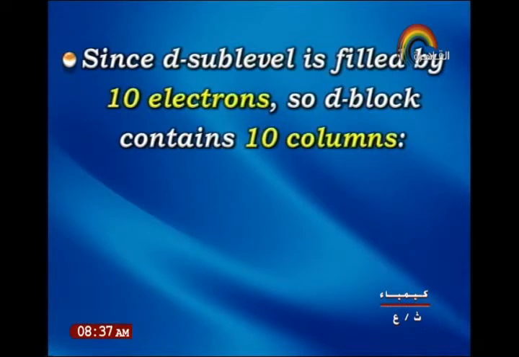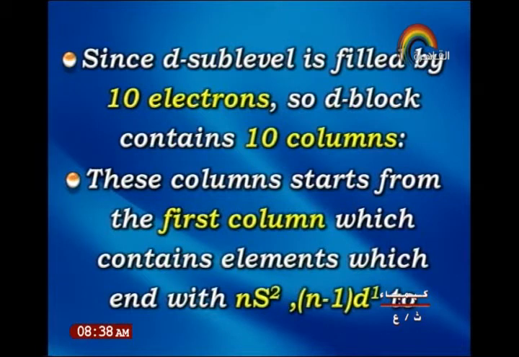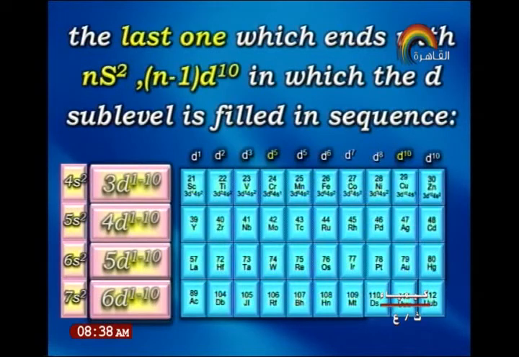Since the d sublevel is filled by 10 electrons, the d block contains 10 columns. These columns start from the first column, which contains elements that end with ns2, (n-1)d1, to the last one, which ends with ns2, (n-1)d10, in which the d sublevel is filled in the sequence as shown on the screen, where periods 4, 5, 6, 7 start with 4s2, 3d, then 5s, 4d, then 6s, 5d, then 7s, 6d.